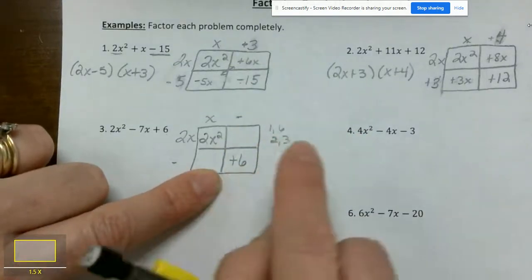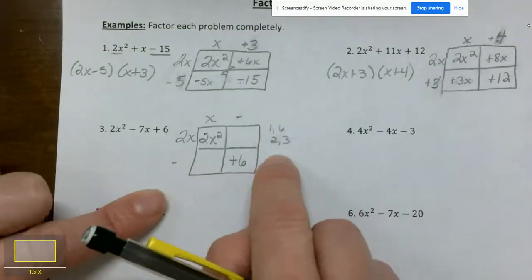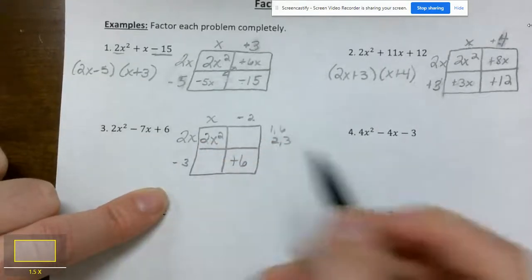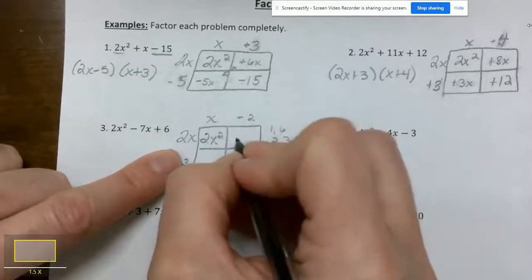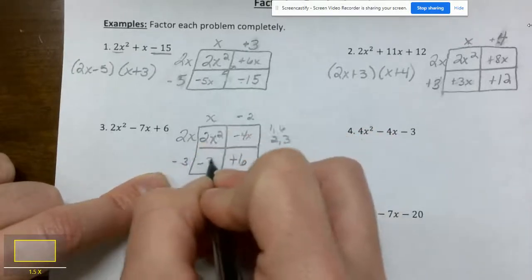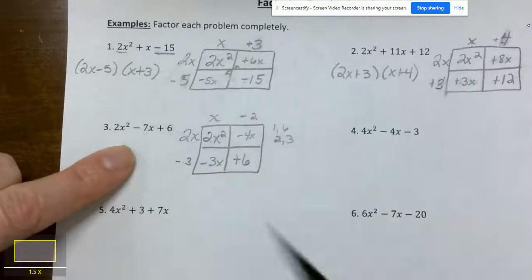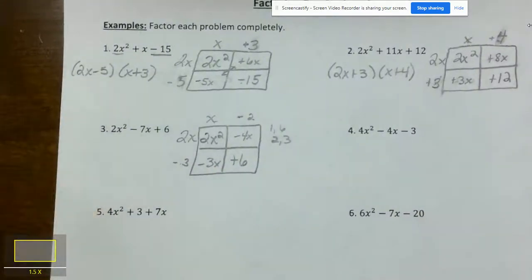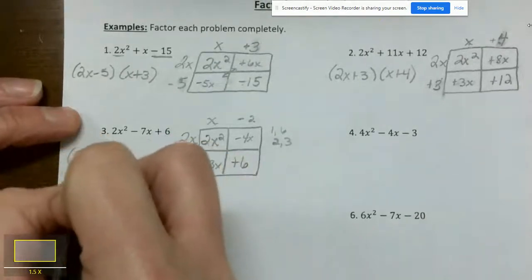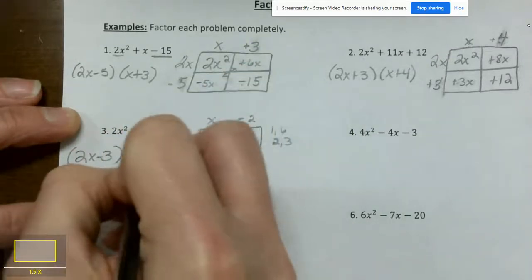Okay, now like I usually tell you, I steer clear of this 1 and 6, so I'm going to go to the 2 and 3 first. So let's try negative 2 here and negative 3 here. Let's see if that works. Okay, 2 times negative 2 is going to be negative 4x. And negative 3 times x, that's negative 3x. All right, negative 3 minus 4 is a negative 7x. So that one worked. And so it was the very first one I tried that worked. So I have 2x minus 3. That's what's on the outside here. And then up here, x minus 2.